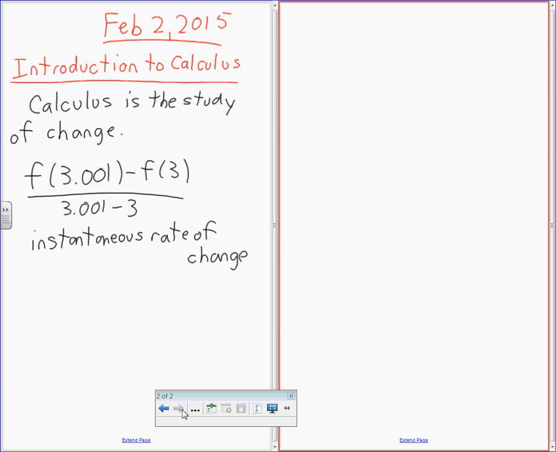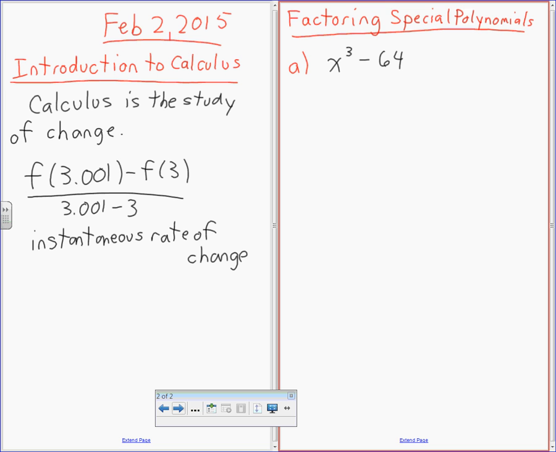Okay, so we're going to say factoring special polynomials come first. Now, let's say I were to give you a question like this. Do you recall from advanced functions how you would factor something like that? x cubed equals 64, and then take the cube root. That would be to solve it if it was equal. But how would we just factor this?